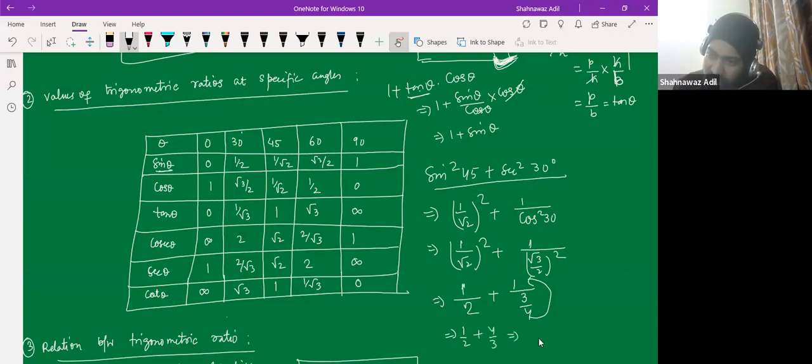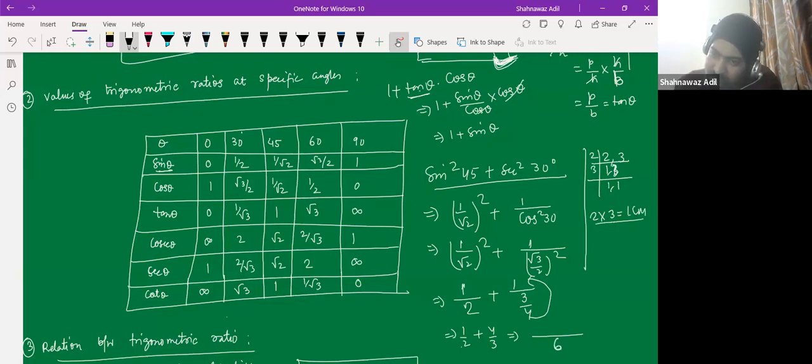And now we have to take the LCM between 2 and 3, right? So what is the LCM of 2 and 3? You have 2 and 3. You divide by 2, this is 1 and this is 3. And then you divide by 3, so this is 1. So 2 into 3, that is the LCM, right? Yes. So this would be 6.